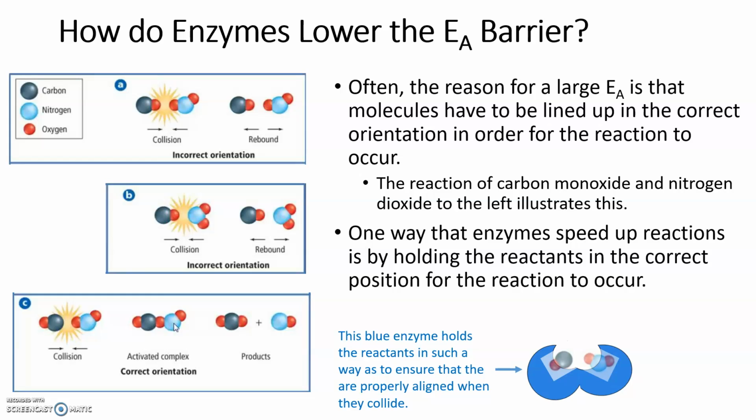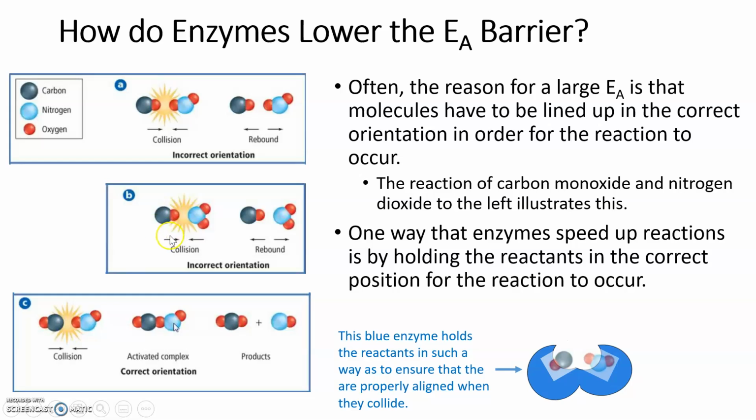That's why the activation energy is a lot higher for a non-catalyzed reaction. You might have to try it 3, 4, 5 times before you get those atoms lined up properly. One of the ways that enzymes speed up that process, they lower the activation energy, is by lining up those atoms for us. That's why shape is so very important when it comes to enzymes. They hold on to the atoms in a very specific way, and they make sure that when they collide, they will collide how they need to.